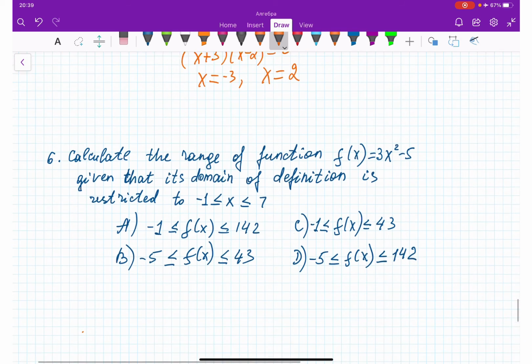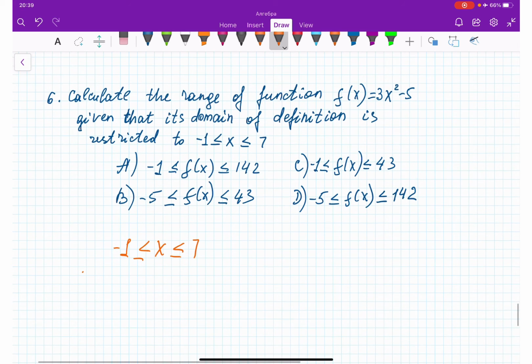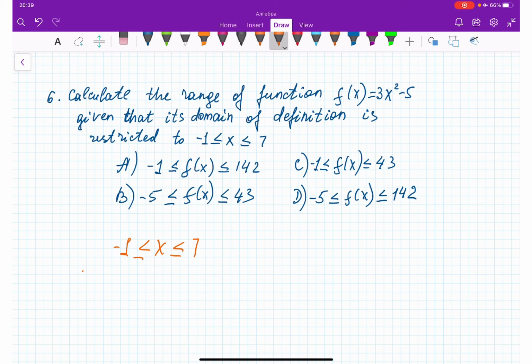Question number 6. Calculate the range of the function f of x is equal to 3x minus 5, given that the domain is restricted by negative 1 and positive 7. So let's find out the range. If x is limited by negative 1 and 7, let's find out what y is going to match at the point negative 1 and at the point 7.